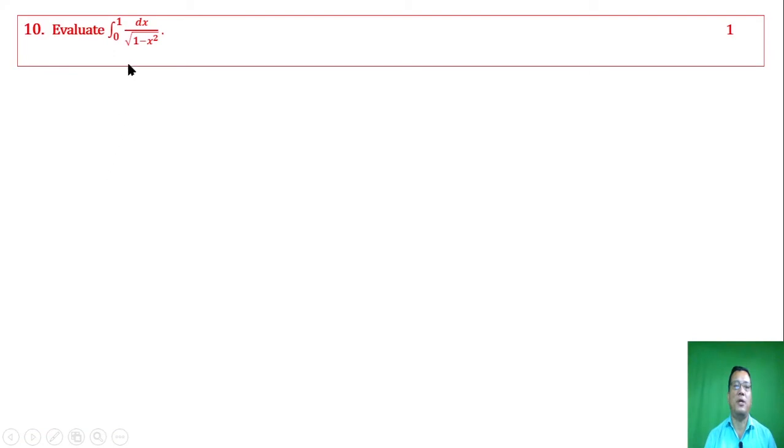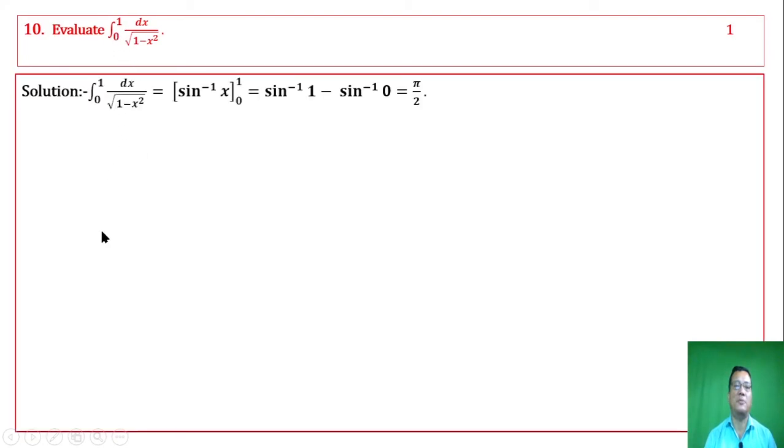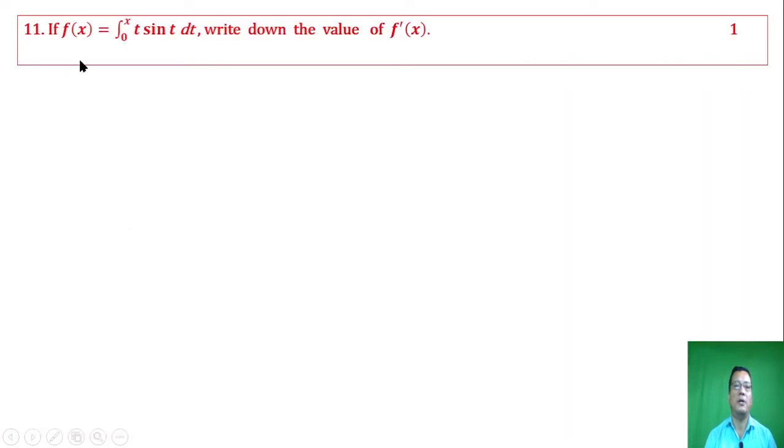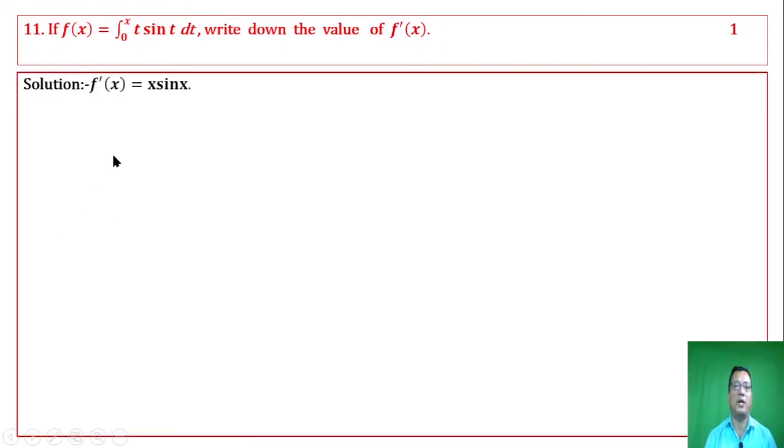Number 10. Evaluate the definite integral, whose integral is sine inverse of x, taking limits 1 and 0. We have sine inverse of 1 minus sine inverse of 0. We have pi by 2. If f of x equal to this, write down the value of f dash of x. F dash of x is x sin x.